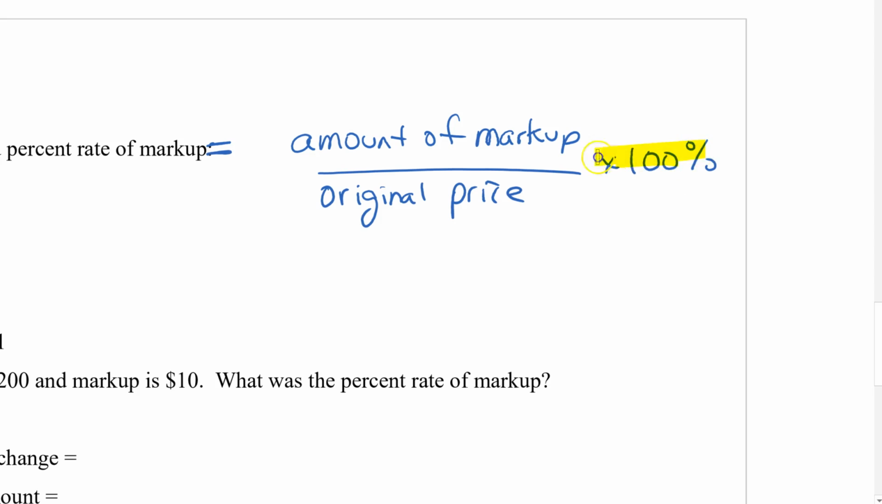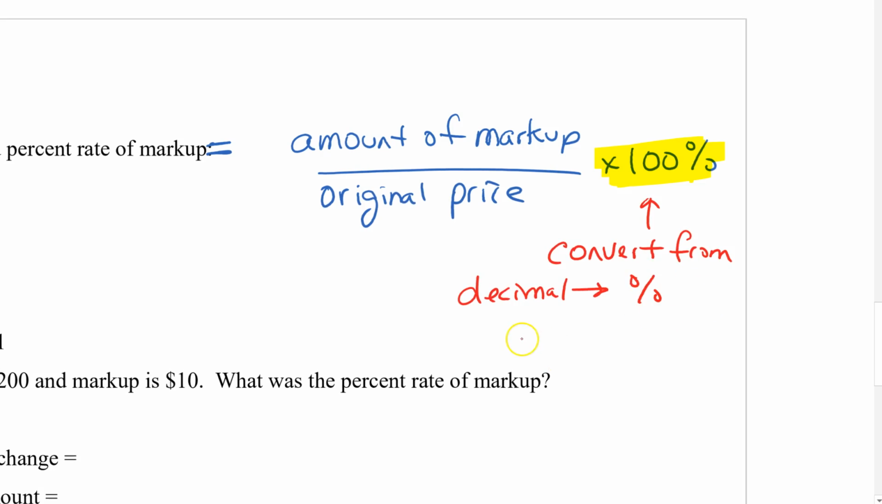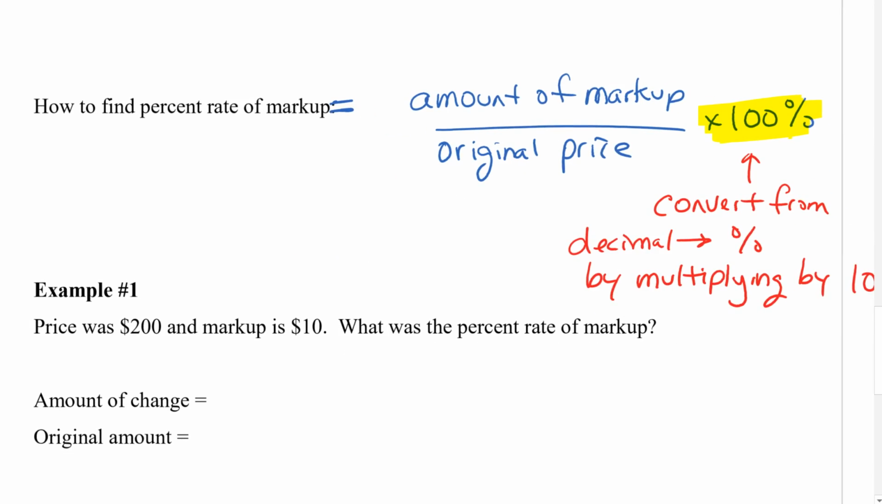So I'm just going to say this is the part here that converts from a decimal to a percentage by multiplying by 100. I'm going to put my 100 over here, by 100. There we go. Okay, so here's an example.